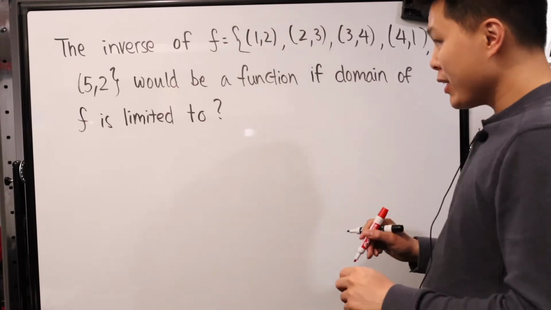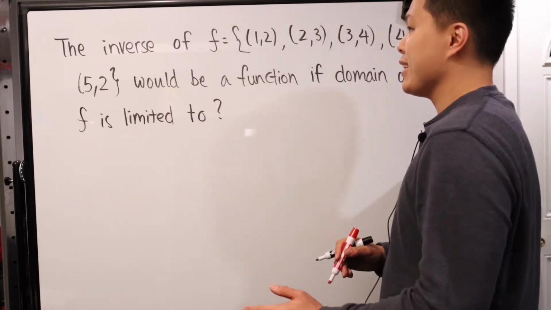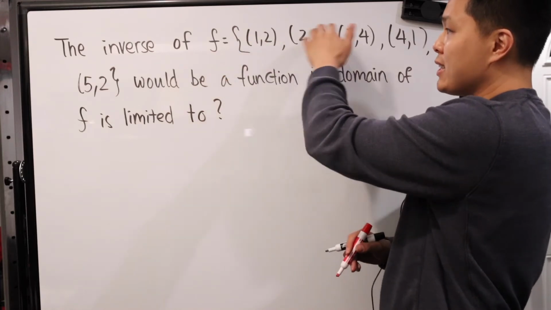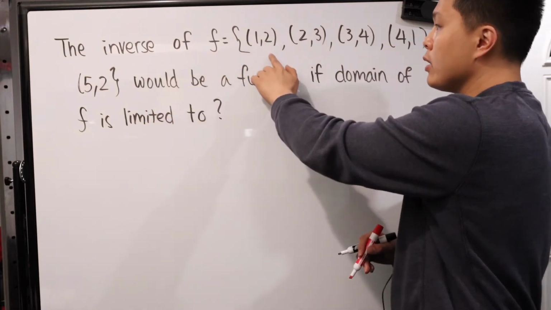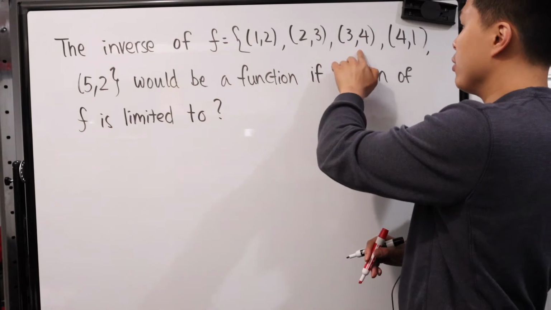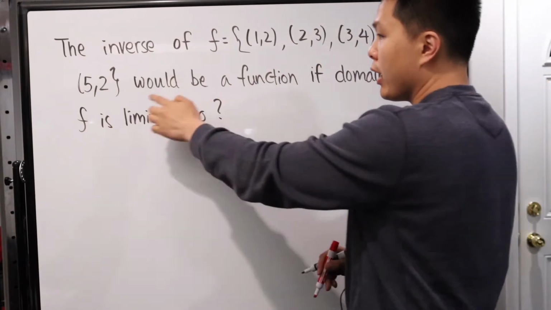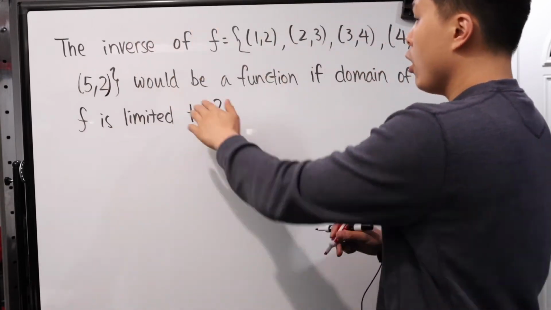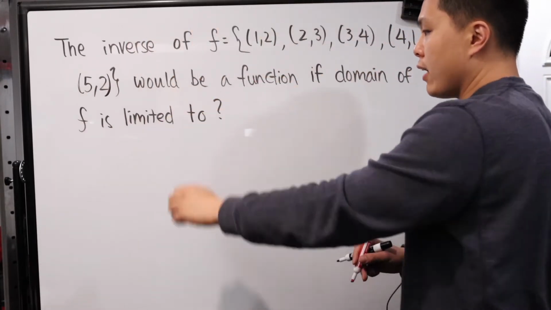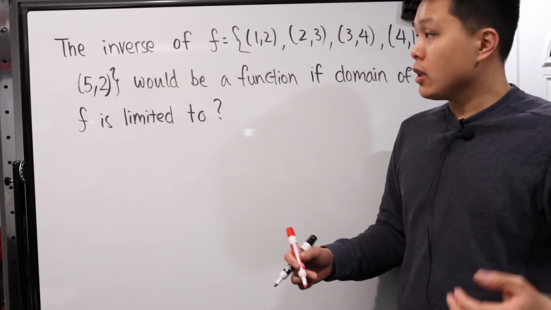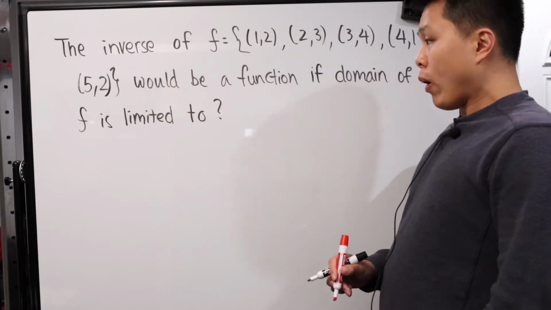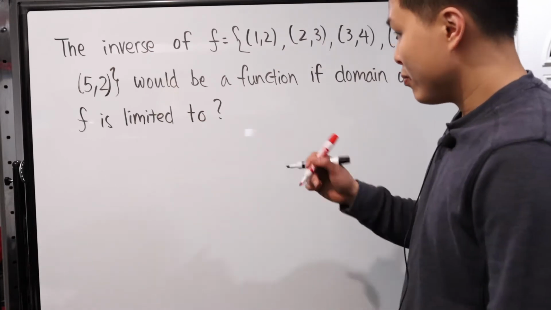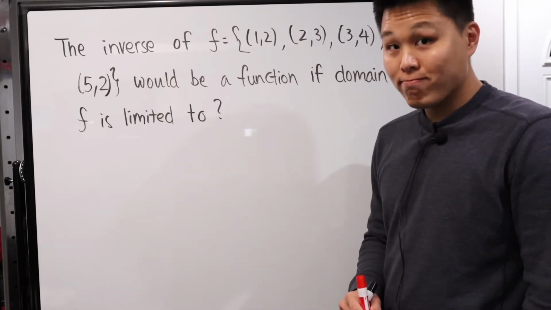Now this next problem right here is a doozy of a problem. Let's see if you guys can get this. The inverse of f, and f, once again, is a set of points, right? You have 1, 1, 2, 3, 3, 4, 4, 1, and 5, 2. Forgot to put this right here, but 5, 2 would be a function if the domain of f is limited to what, right? So here's the thing. Wow, this is a wordy problem, but actually not too bad. You guys got it? Cool.